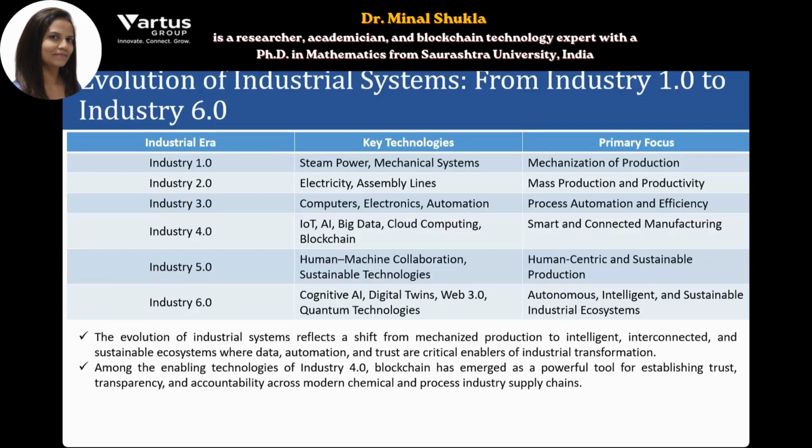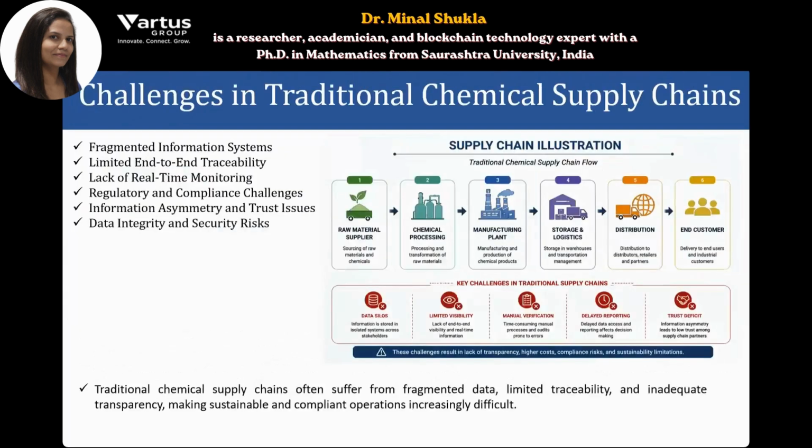So for that, we also have challenges in traditional chemical supply chains: fragmented information systems, limited end-to-end traceability, lack of real-time monitoring. This is very, very important when we personally meet the industry people. They do talk about how real-time monitoring is very essential for us. Regulatory and compliance are also challenges for them. Information asymmetry and trust issues. This is a very fundamental thing, which is widely solved with the technology that I'm going to talk about today. And data integrity and security risk.